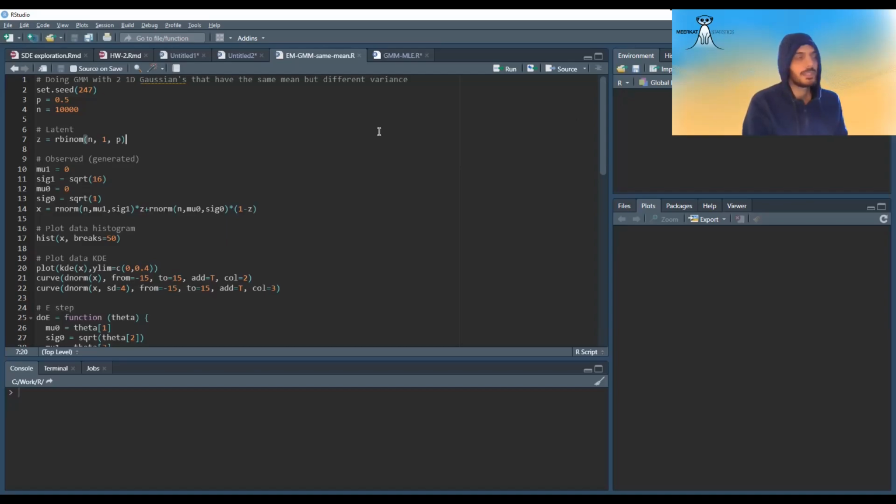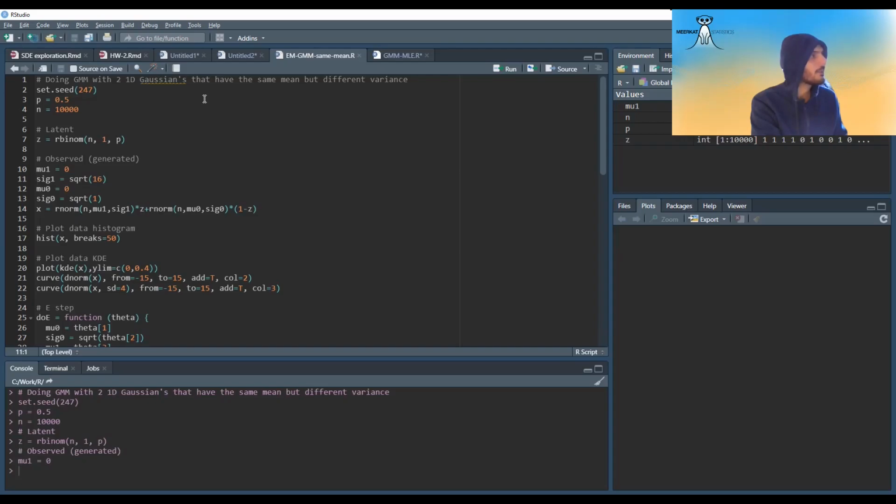Hi guys, this will be a very quick video showing another example of fitting a Gaussian mixture model with the EM algorithm. Only this time, the Gaussian mixture will be one-dimensional with two Gaussians with the same mean but different variance. So how does it look?